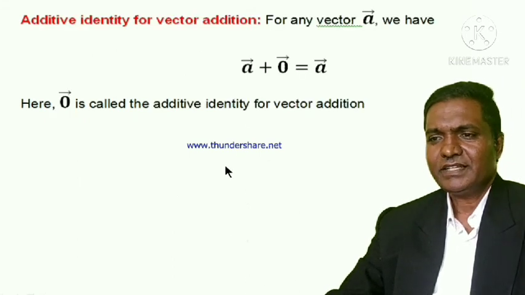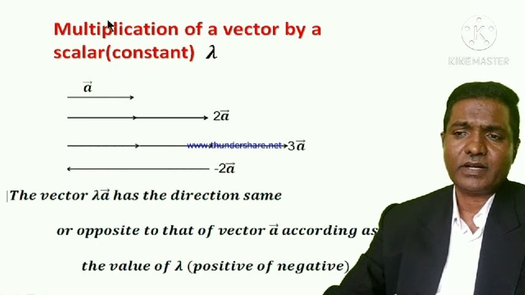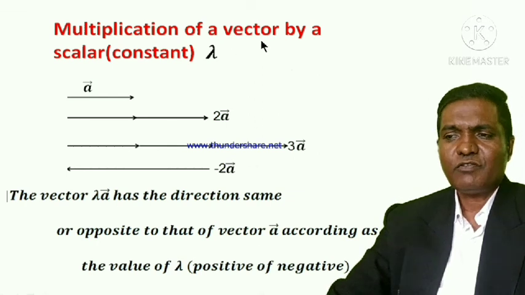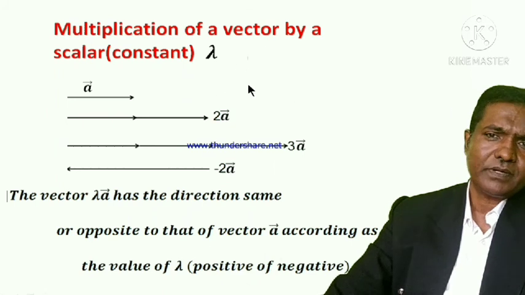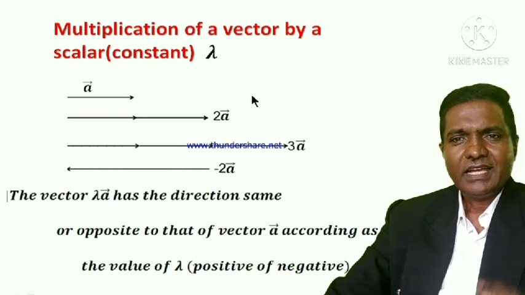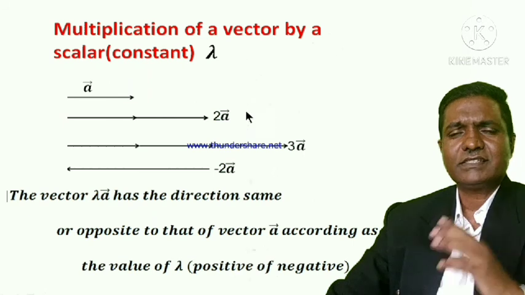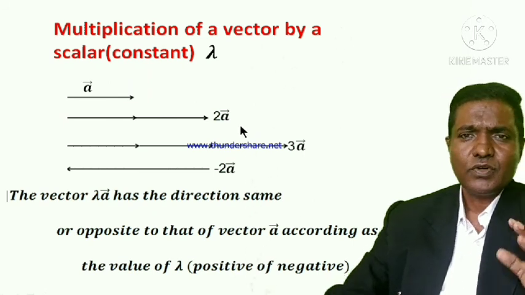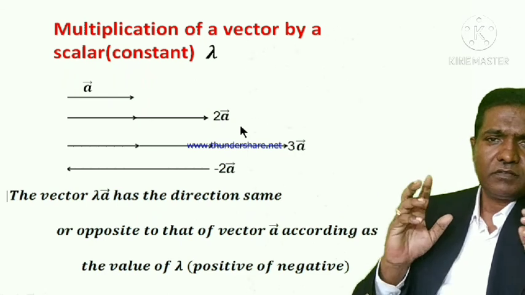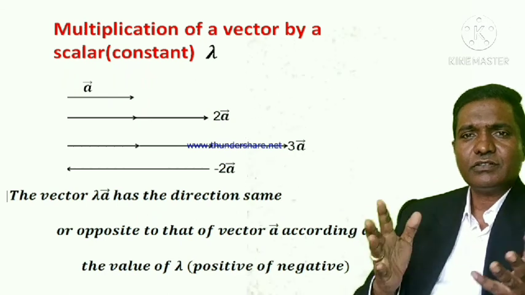Same here. Now this is important: multiplication of a vector by a scalar constant. So what will happen if you multiply any vector by some constant, some real number, positive or negative? What will be the effect of that multiplication on that vector?